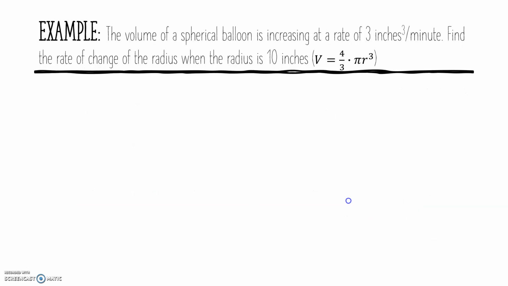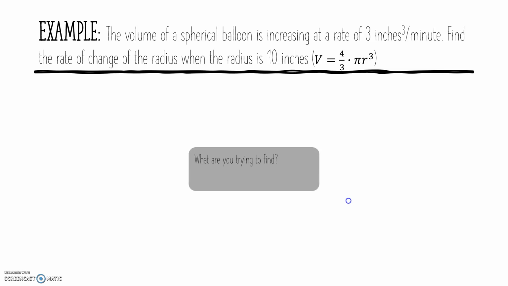All right, I'm going to use that same model for the second example. You don't have to use the model if it doesn't work for you, but I think it really helps keep everything straight in your mind. The volume of a spherical balloon is increasing at a rate of 3 inches cubed per minute. Find the rate of change of the radius when the radius is 10 inches.